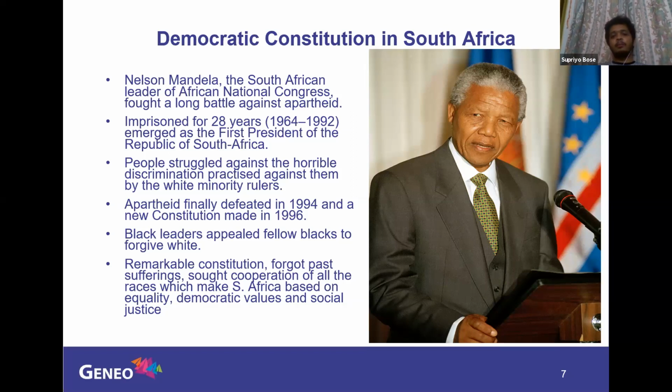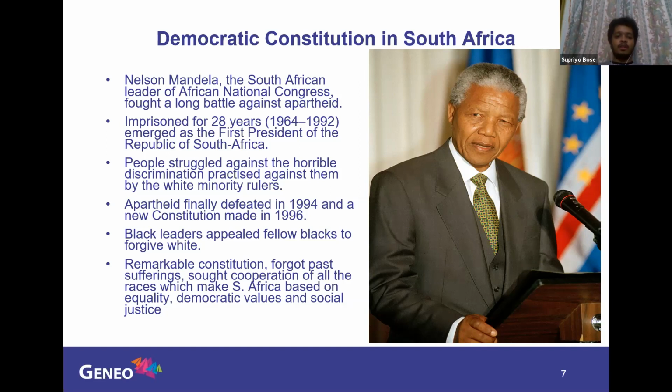Okay. Now comes the democratic constitution in South Africa. अब ये नेल्सन मंडेला को क्या हुआ? नेल्सन मंडेला, the South African leader of African National Congress, fought a long battle against apartheid. ये apartheid के खिलाफ एक बहुत बड़ी जंग लड़ना शुरू कर दिया. It's not technically a war. It was not a fight. You see, he made rallies. Okay, तो उसने आंदोलन शुरू कर दिया और उसे 28 साल की imprisonment हुई. कितने सालों तक imprisonment हुई स्टूडेंट्स? उसको 28 सालों तक imprisonment झेलनी पड़ी.